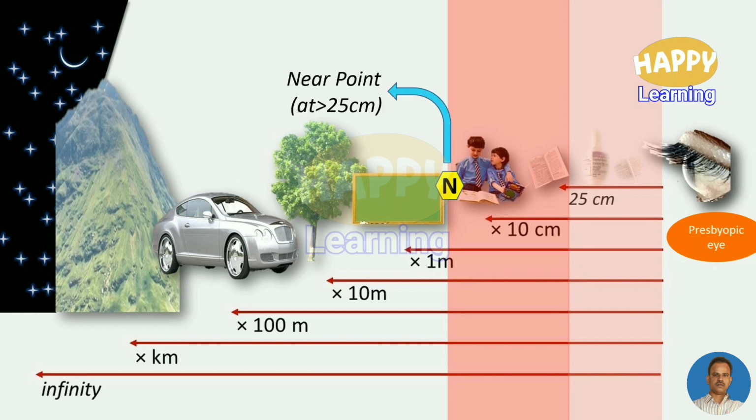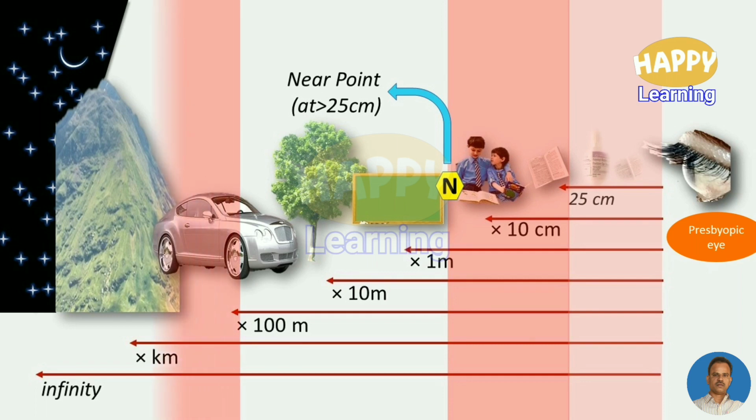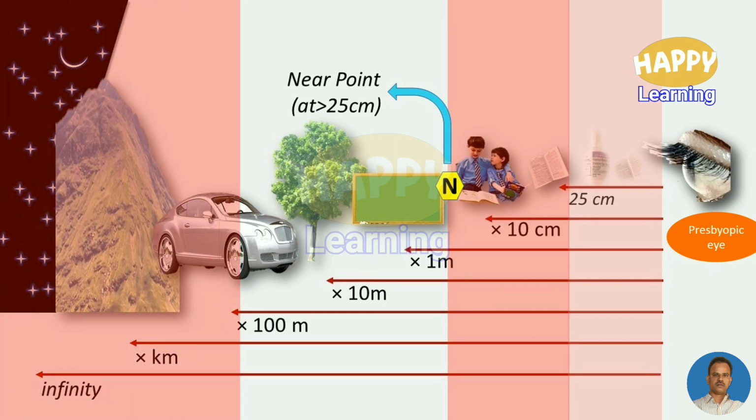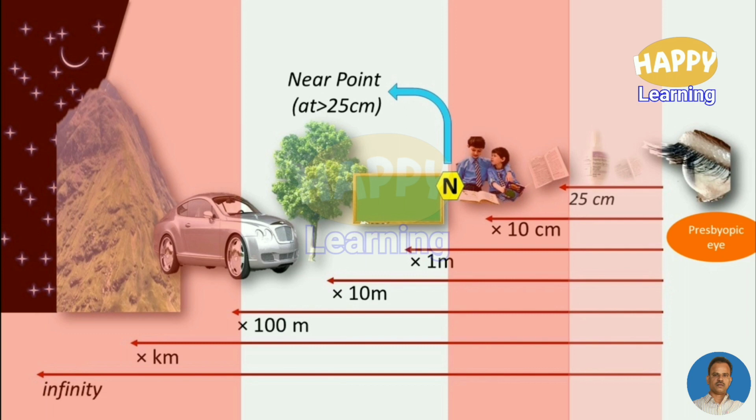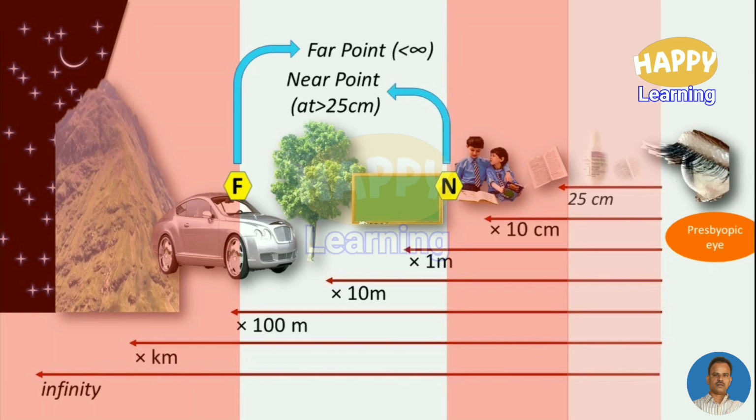For this eye, the near point is not at 25 centimeters, but slightly beyond 25 centimeters from the eye. And this presbyopic eye is also unable to see the objects lying at long distances. The red shaded area is not clearly visible to this eye, so the maximum distance and clearly visible point is F, called the far point. It is at a distance less than infinity.